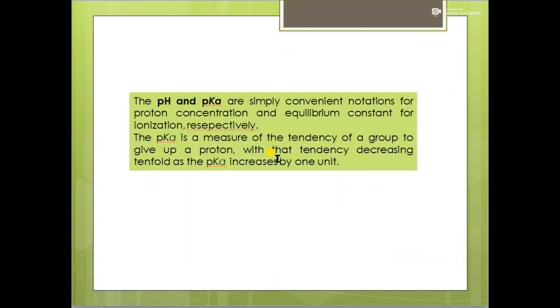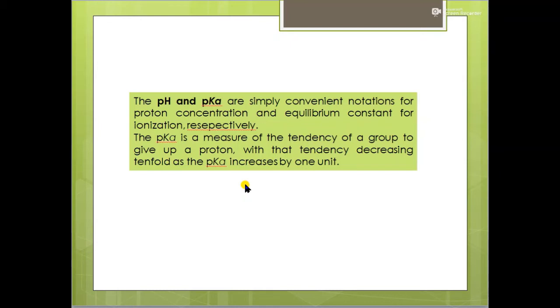Now, pH and pKa are simple, convenient notations for proton concentration. pH is for proton concentration, and pKa is used to determine the equilibrium constants of ionization. pKa is a measure of the tendency of a group to give up a proton, with that tendency increasing tenfold as the pKa decreases by 1 unit. So I hope you got an intuitive idea of it.